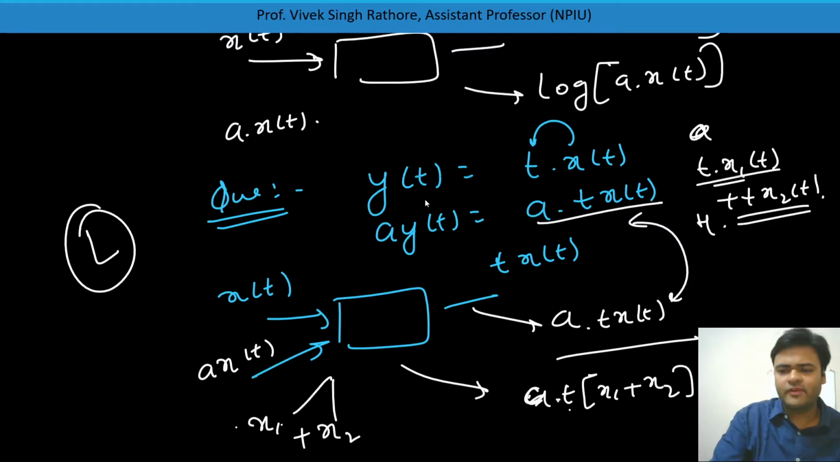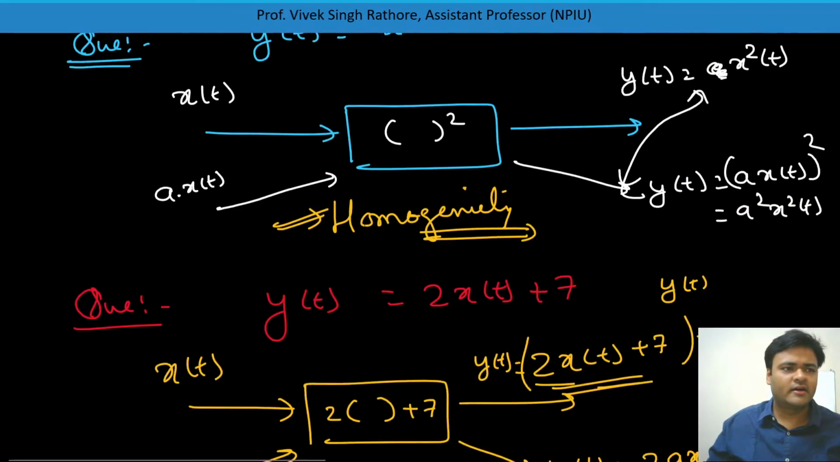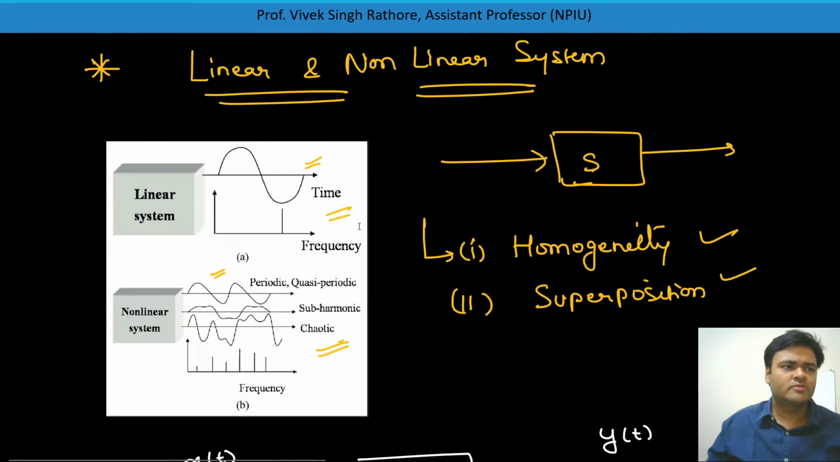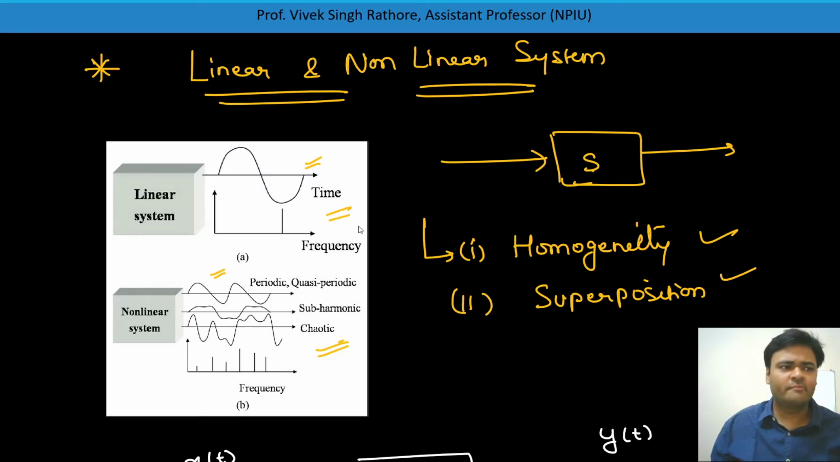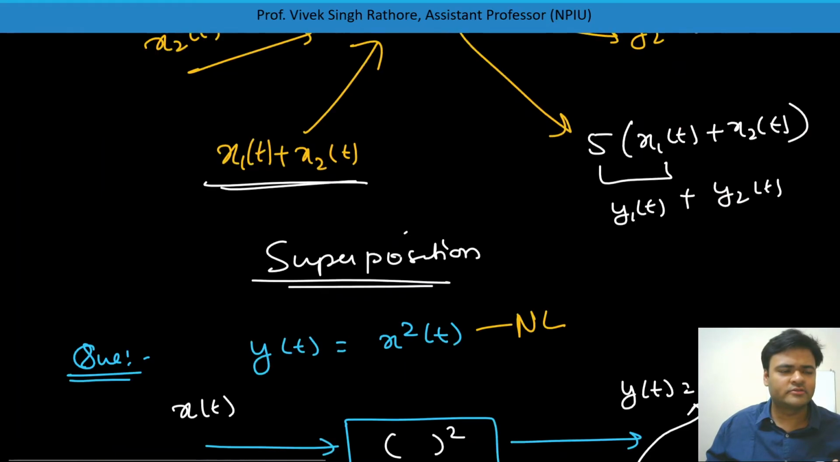So in this video lecture I have explained in depth what linear systems and non-linear systems actually are, and how we can judge whether a system is linear or not. Whenever you give input to a non-linear system, it can create periodic or quasi-periodic output, but it will be non-linear in nature, like subharmonic, chaotic and so on. So these types of systems are called linear and non-linear systems.